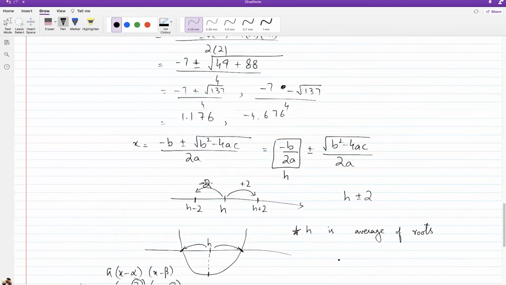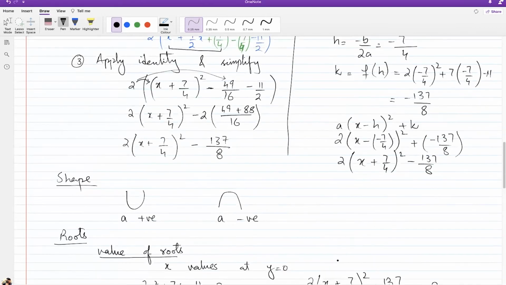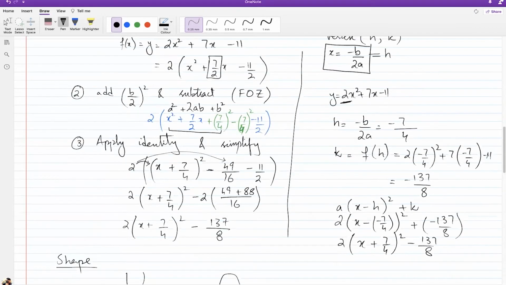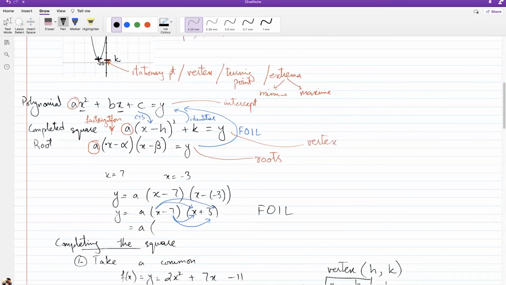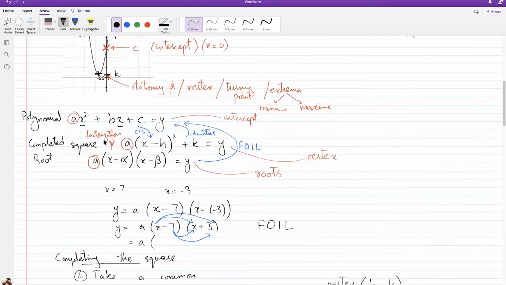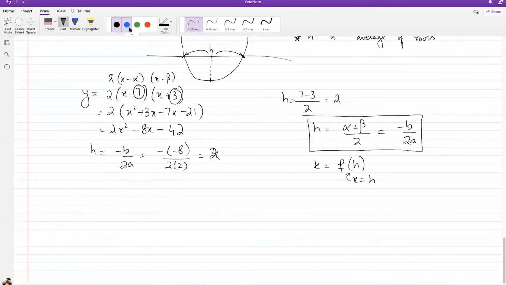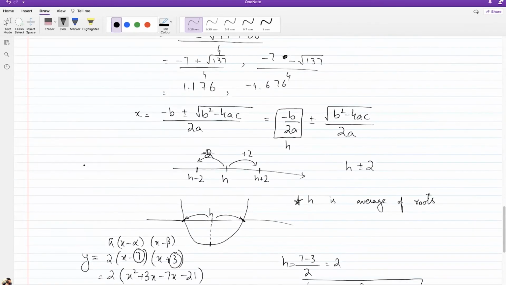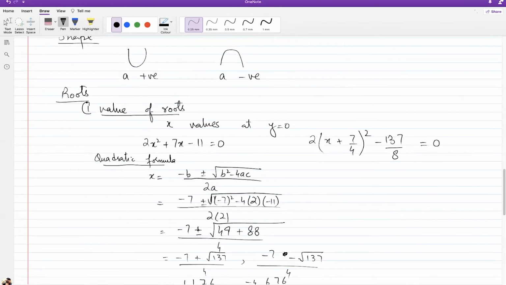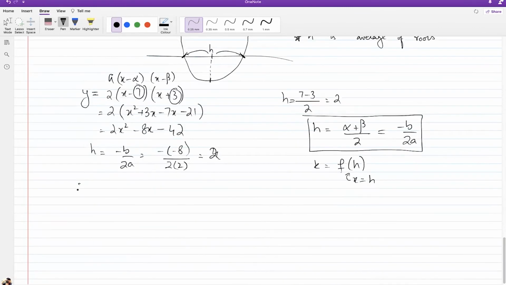All right, so now we have everything we need to find or to draw roots, vertex, intercept, factor, and a to find out the shape. Everything we need to sketch anything. All right, one last thing before we get to the graphing. Another question that they usually ask is not about the value of roots, but about the nature of roots.